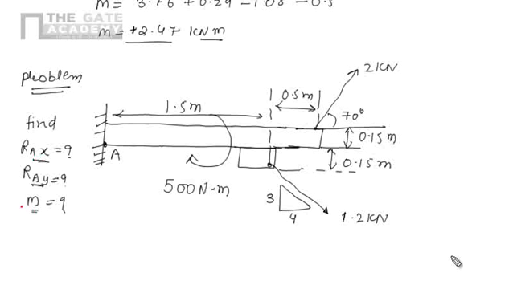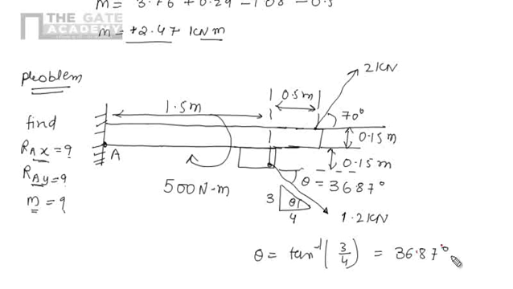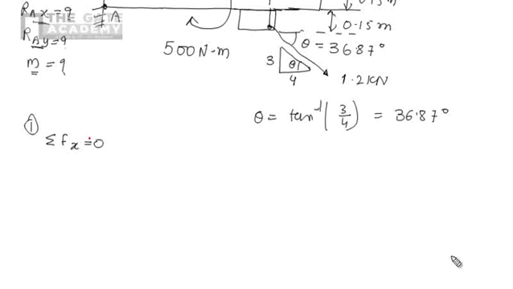So here there are three unknowns, and for 2D equilibrium problems we have three equations. So basically we have to use all three equations for solving this problem. We know the angle theta from the previous problem, it will come around 36.87 degrees. Here we can easily calculate it: theta is nothing but tan inverse of 3 by 4, and if you calculate this, it will come around 36.87 degrees.